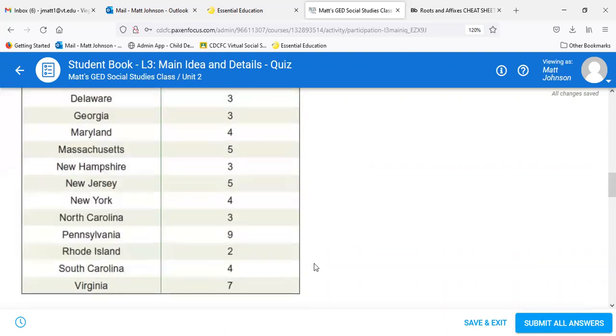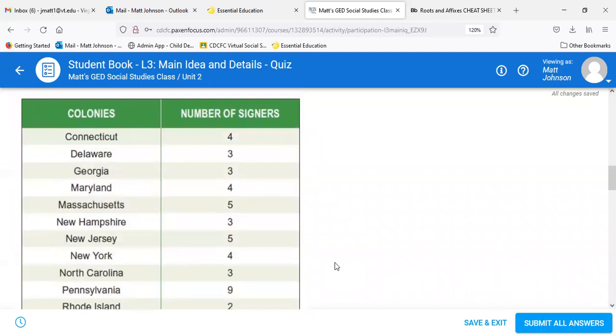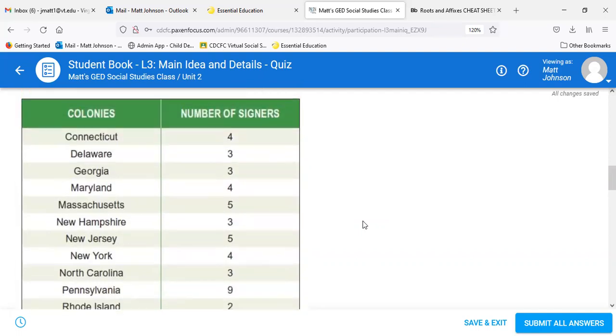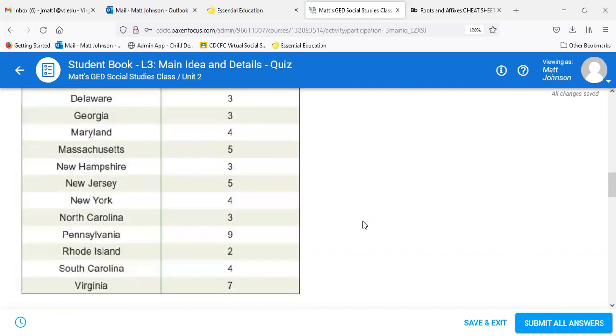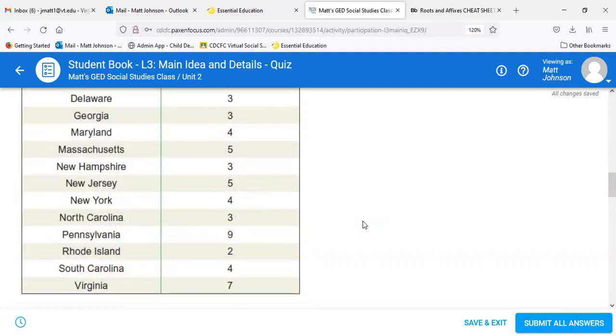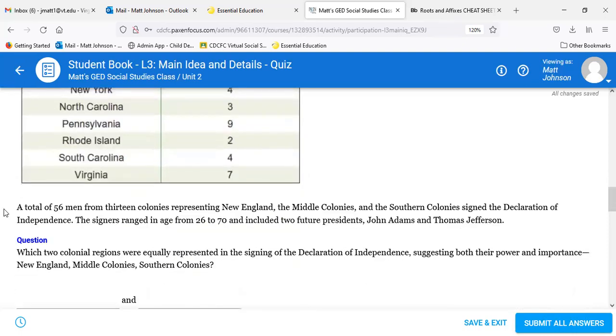So what they want to know, based on the number of signers, they're implying that because they had more signees, they were more influential. So a place like Pennsylvania had 9, Virginia had 7, and that was the most. And then you have a couple with 5. So Massachusetts, New Jersey, Connecticut had 4, and then your lowest number would be Rhode Island, which of course is a little tiny state anyway. So what they're looking for in the answer was middle and southern colonies.